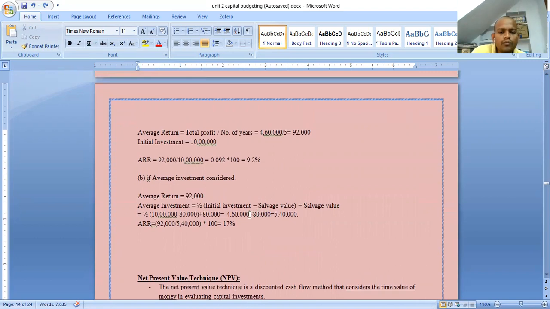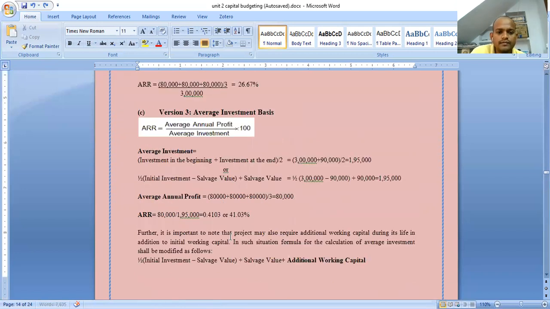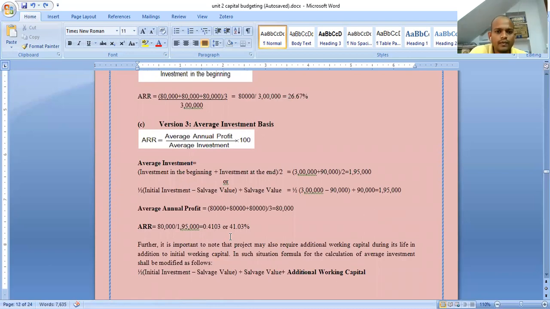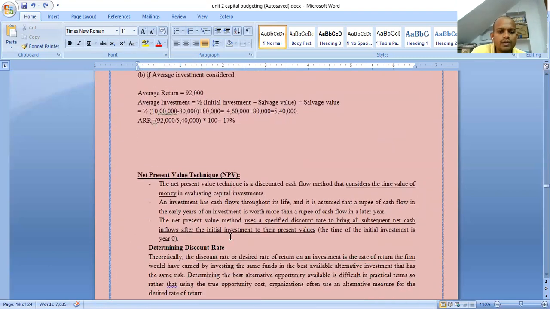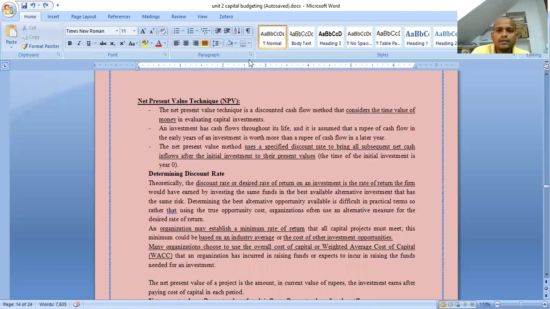Half of the amount is 4 lakh 60,000. We have to add the salvage value again, so it comes to around 5 lakh 40,000. So accounting rate of return equals average return divided by average investment, which comes to around 17 percent. This is how we have to calculate the accounting rate of return. Coming to the next method, the net present value technique.